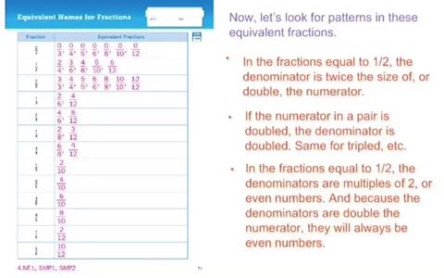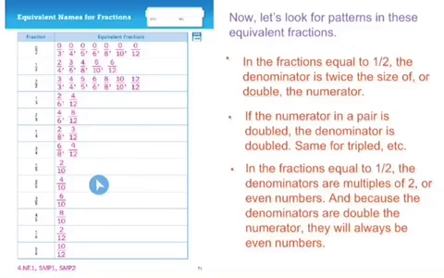Notice that in the fractions equal to 1/2, the denominator is twice the size of, or double, the numerator. The denominator is twice the size of the numerator. 4 is twice as big as 2, 6 is twice as big as 3, and so on. So that's an interesting thing to notice.